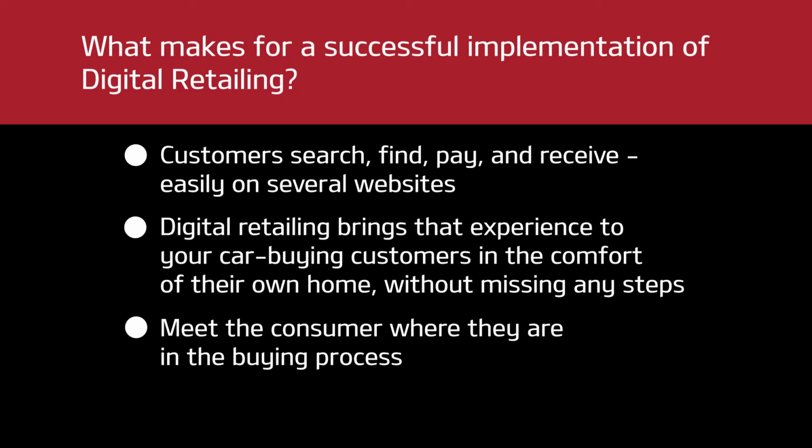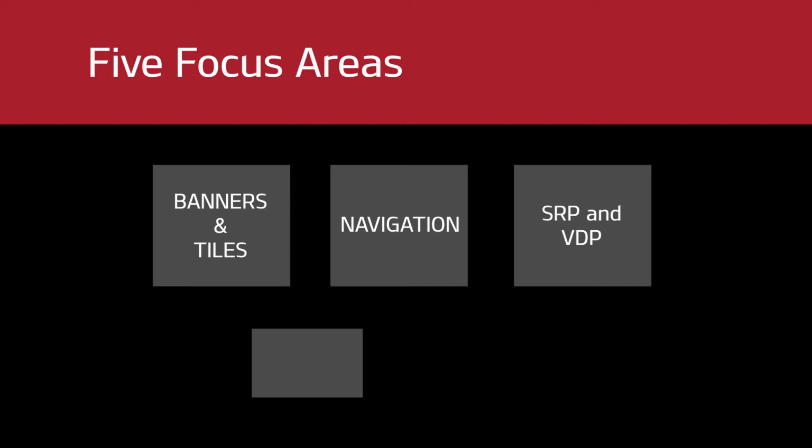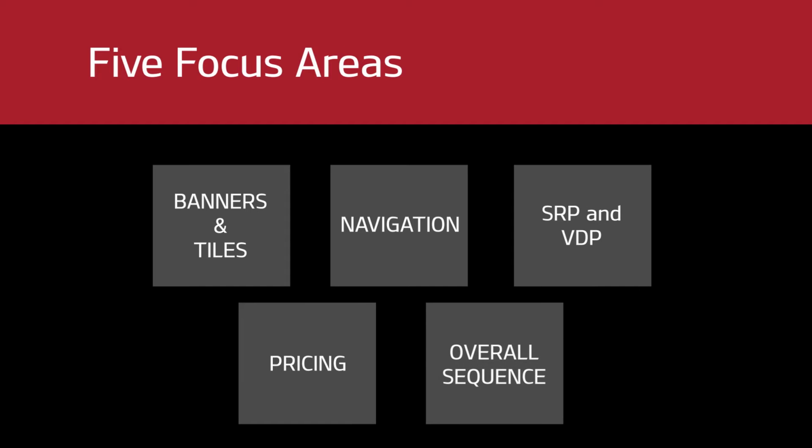The real key to success includes meeting the customer where they are in the buying process, like trade-in stage or credit stage. And the second main key is to keep the consumer on track with the digital checkout journey. In this presentation, we will discuss many details to consider that will maximize engagement for those consumers that desire a digital option. We'll visit 5 areas you should focus on when implementing a digital retailing tool on your dealership's website: banners and tiles, navigation, SRP and VDP, pricing, and overall sequence.